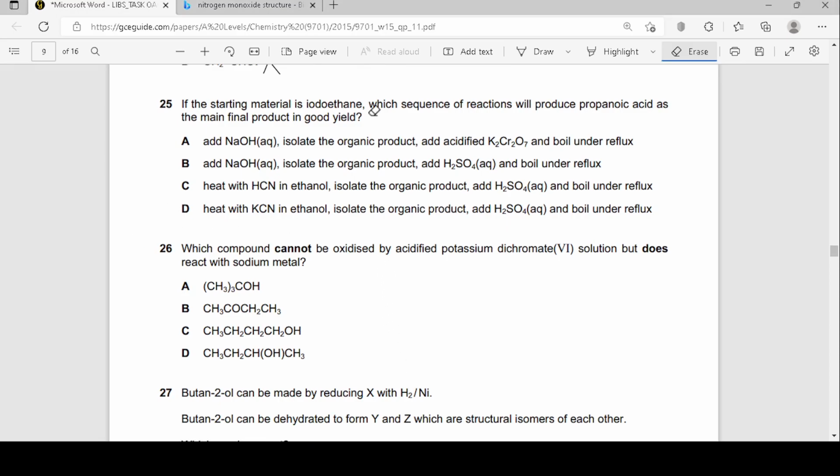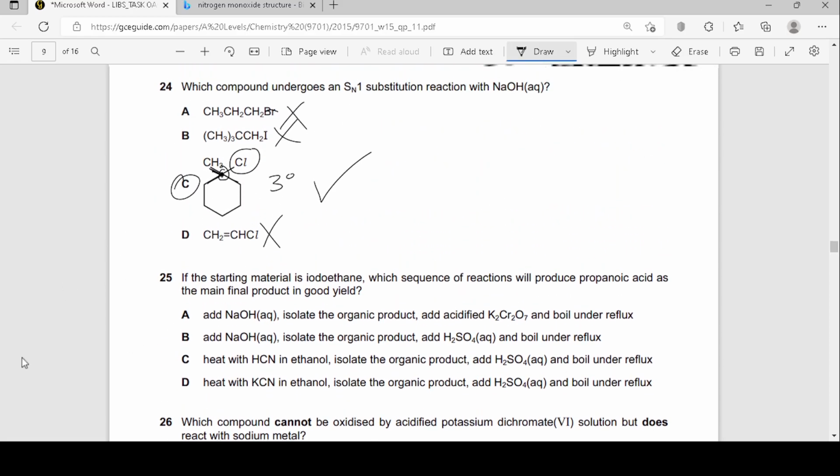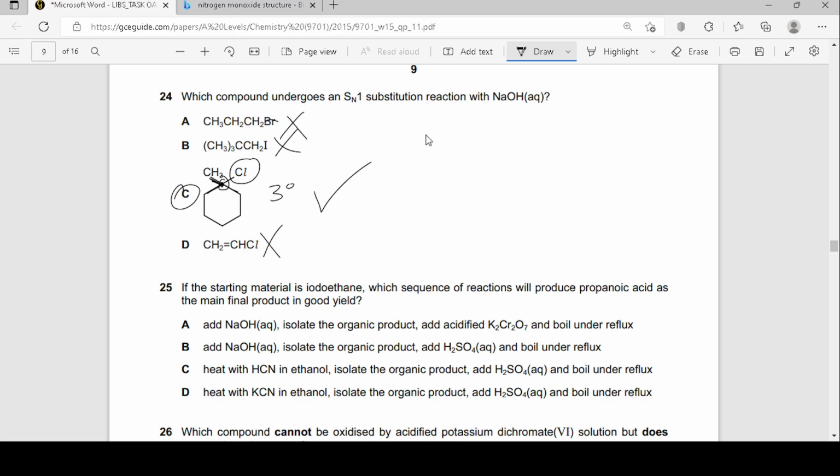If the starting material is iodoethane, which sequence of reactions will produce propanoic acid as the main final product in good yield? Alright, so I have iodoethane, which is, how should I draw it? So I have ethane, and this ethane is also attached to an iodine. All the other ones are hydrogen, but this is an iodine. So you're starting from iodoethane and you want to get to propanoic acid, alright? So that's what you're trying to do. Which will produce propanoic acid as the main product in good yield?